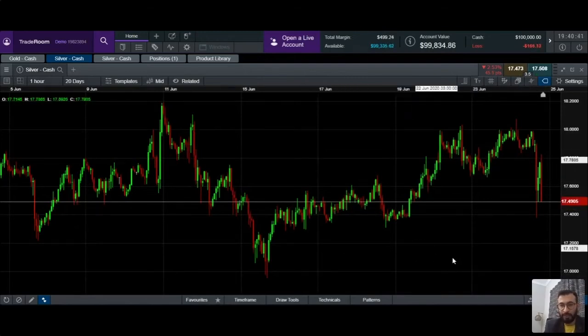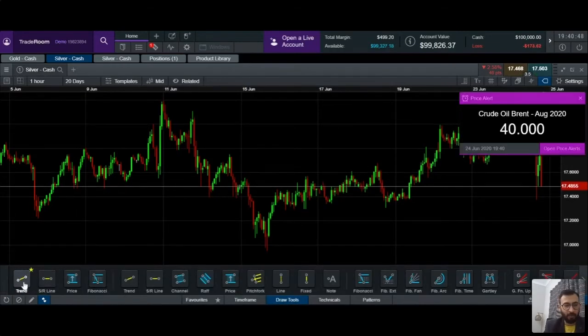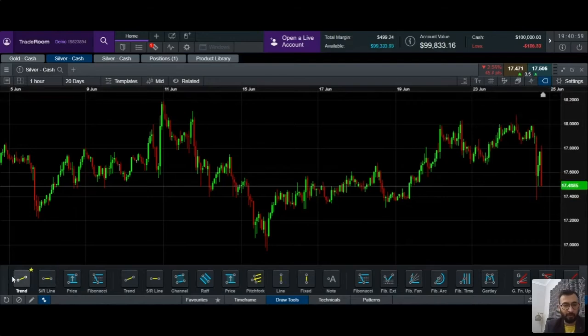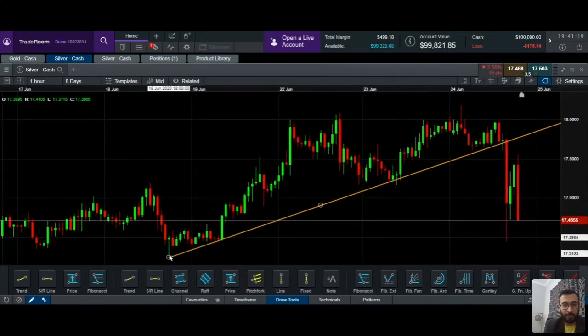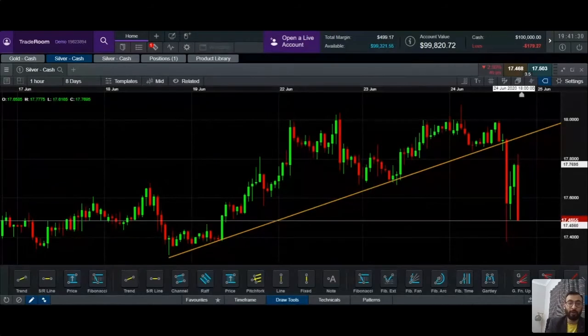So for example, if you see it here, look at this hour on hour performance. And when you zoom in, you will see that every new low is on the higher side. New low is on the higher side. New low is on the higher side. And then this trend breaks. So look at this volatility over here.